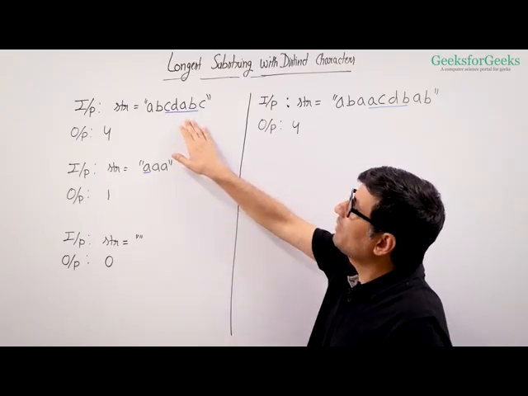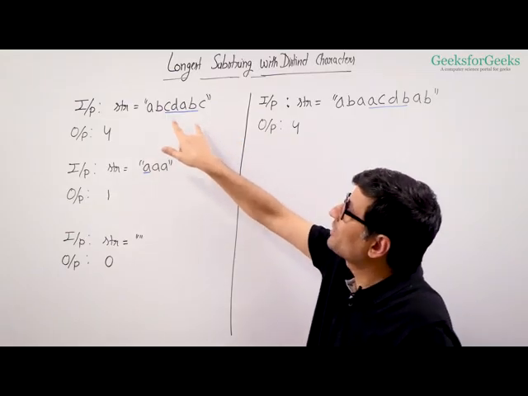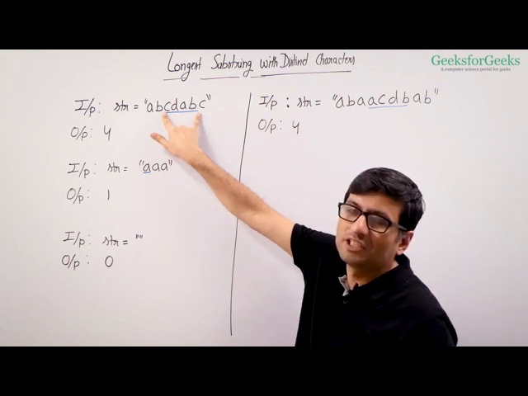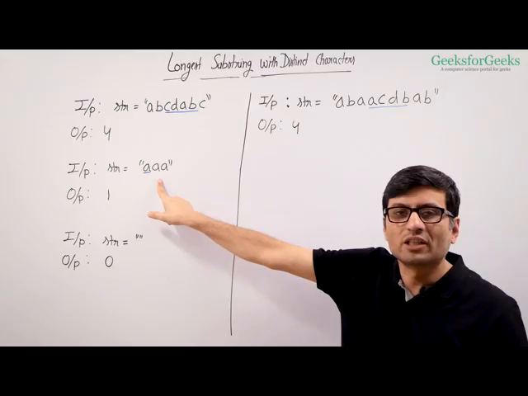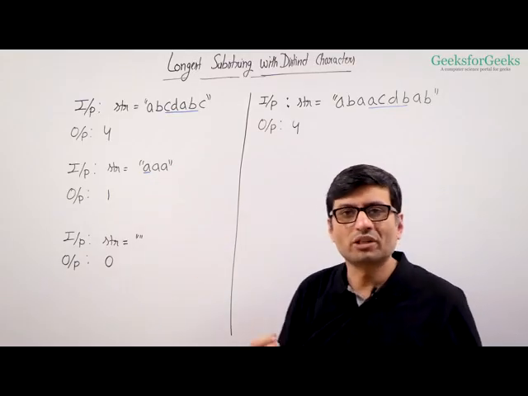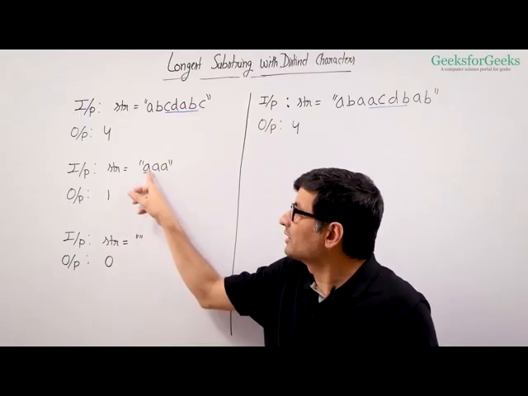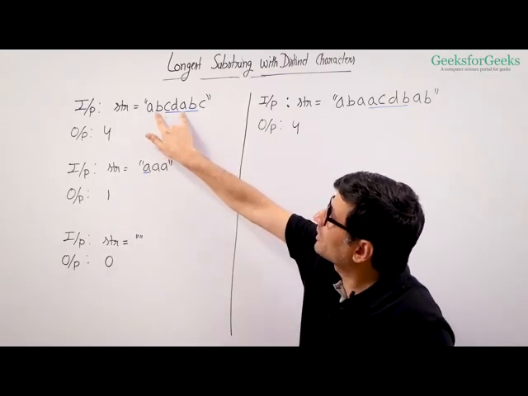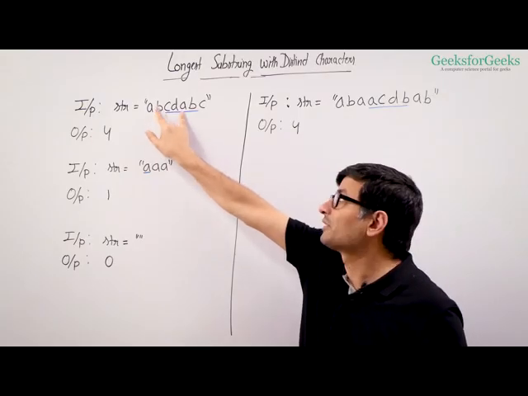Let's take this example. We have a string ABCDABC, and the longest substring which has all distinct characters is CDAB. So our answer is 4. Let us see this example. Here we have all same characters, so our output is 1. We have only one length longest substring which has all distinct characters. We can either pick this or this or this. In fact, in this example, we could take this substring also. This is of length 4 as well and has 4 distinct characters.